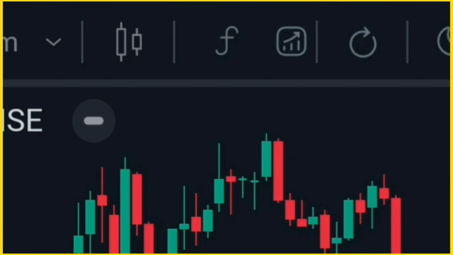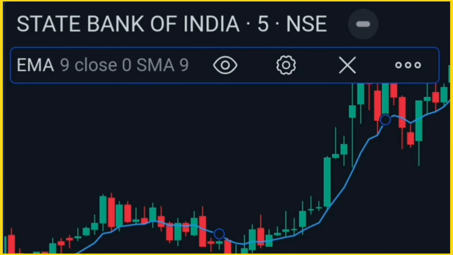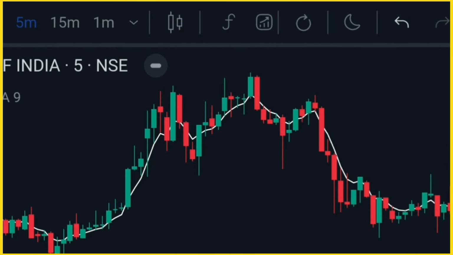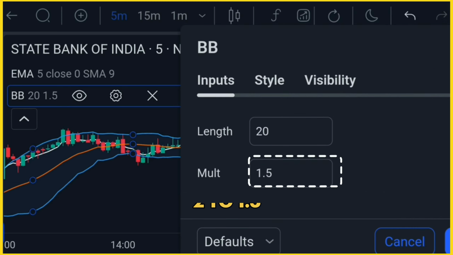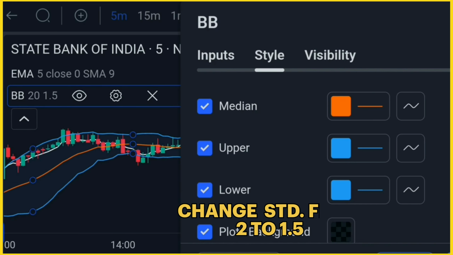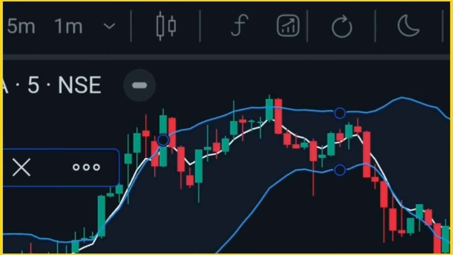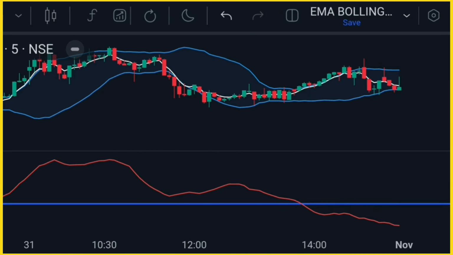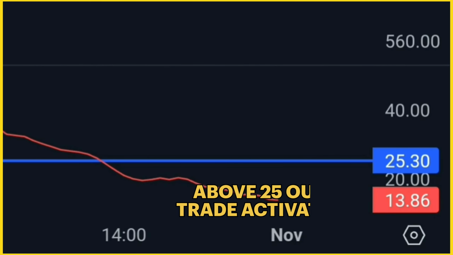Go to indicator, type moving average, add moving average exponential. Click on settings and change length from 9 to 5 and change color. Again, go to indicator, type Bollinger Band. Click on settings, change standard deviation to 1.5 and on the style tab, unmark the basis option. Again, go to indicator, type ADX and draw a horizontal line on 25. Because above 25, our trade will be activated.